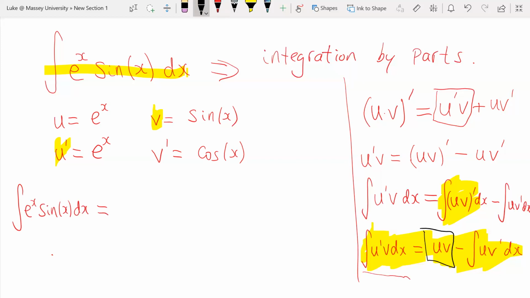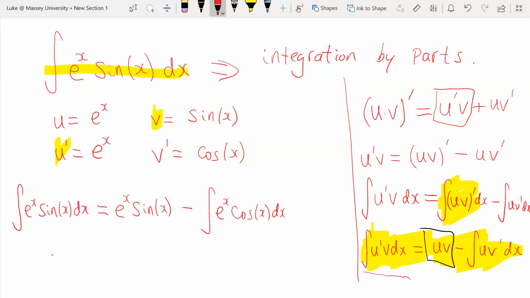So this integral is equal to u times v. u times v is e to the x times sine x, minus the integral of u times v prime. So u is e to the x, v prime is cosine x, dx. Right.